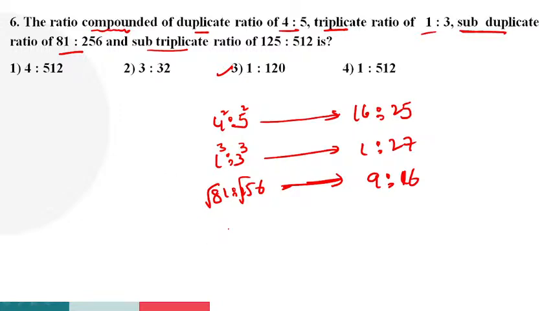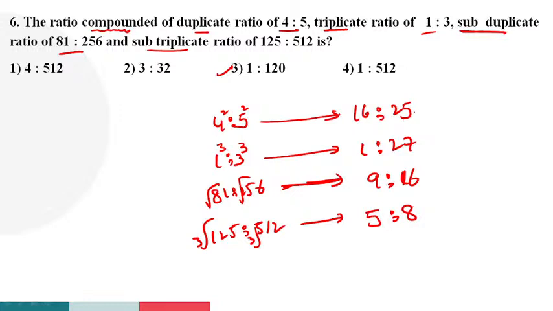And next one, 125 is to 512. So subtriplicate ratio, the cube root of 125 is to cube root of 512. 125 is which cube? 5 cube. 512 is which cube? 8 cube. Right?